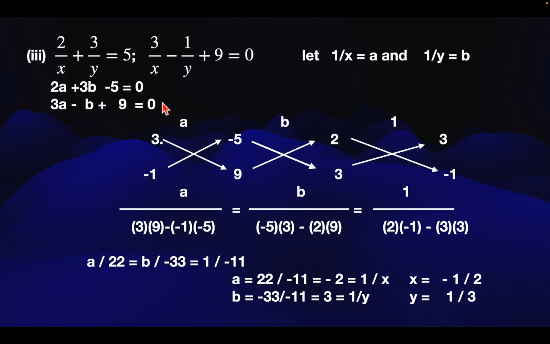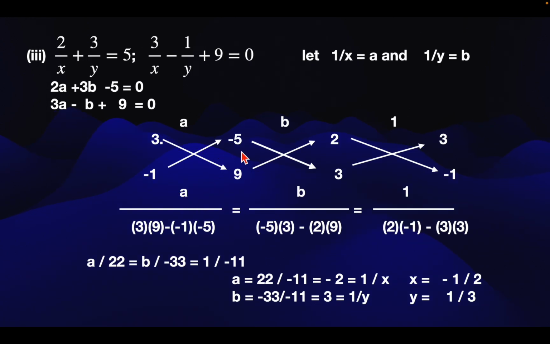Okay, so now these two equations are in the standard form. The variables are a and b. Write down a and b and 1. Okay, now start with the coefficient of b, 3 minus 5, 2 and 3. Write it again for the next equation, minus 1, 9, 3 and minus 1.